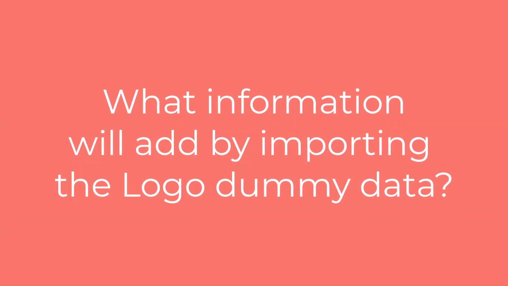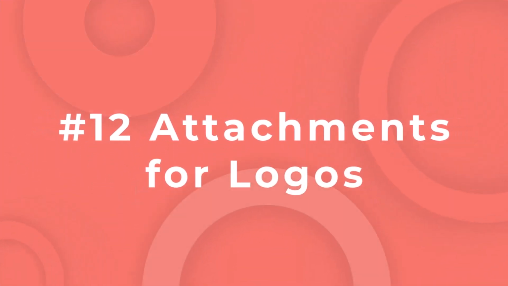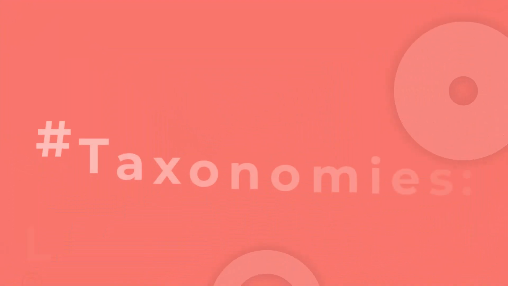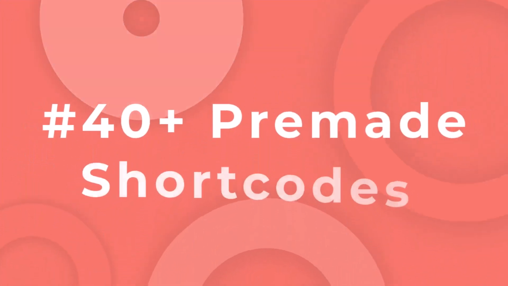Now we will see what information we'll add by importing the logo dummy data. 12 logo sliders. 12 attachments for logos. Taxonomies, logo category. 40 plus pre-made shortcodes.